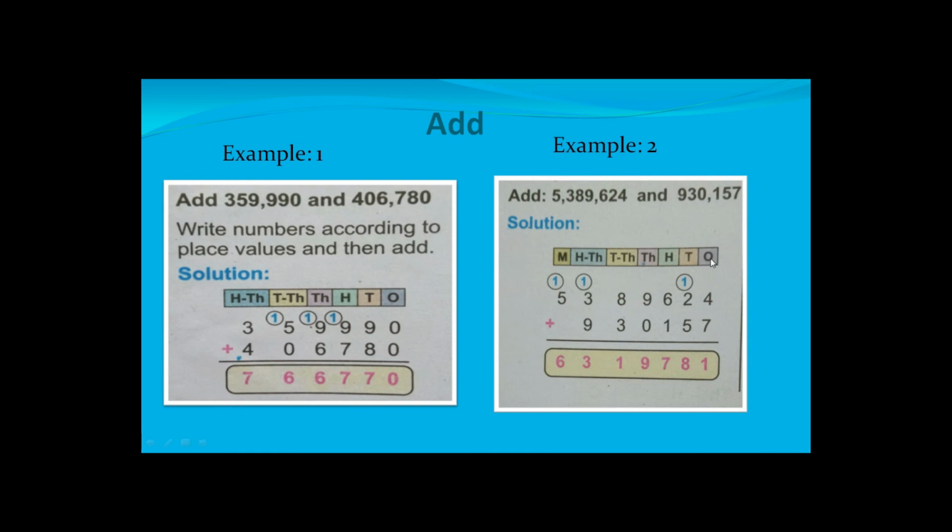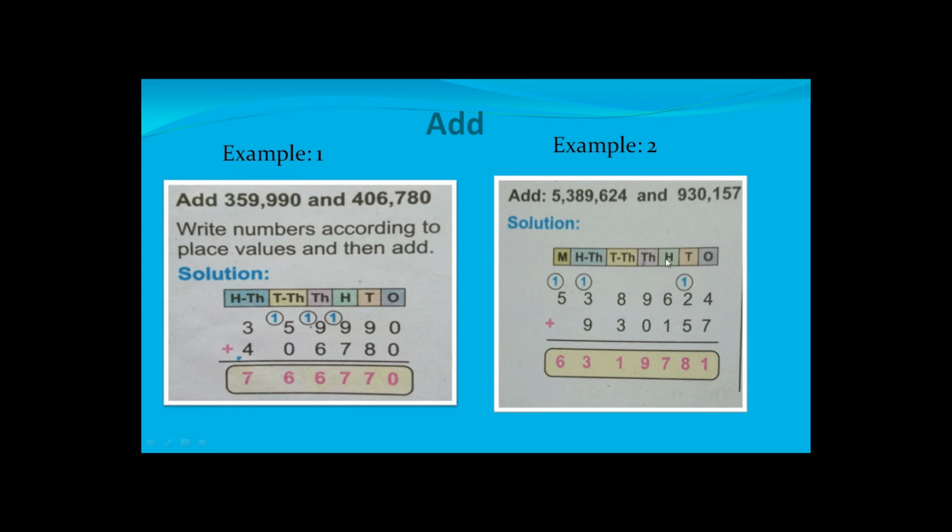Okay, at the ones place value we are writing this 7-digit value. And how to read it? First, if you don't know how to read from here, just count the place values from here. Ones, tens, hundreds, thousands, 10,000s, 100,000s, and then millions. So it means it is 5,389,624.